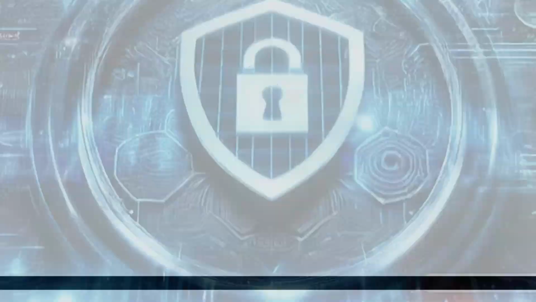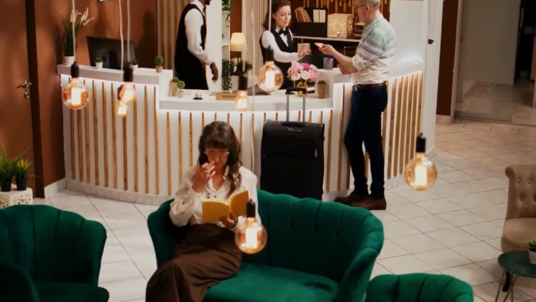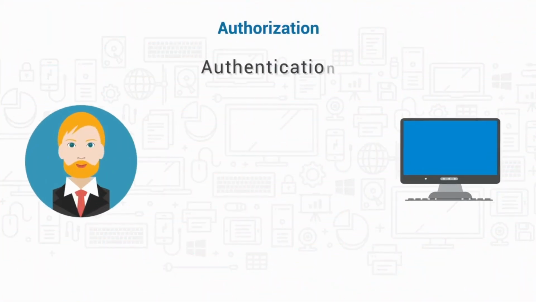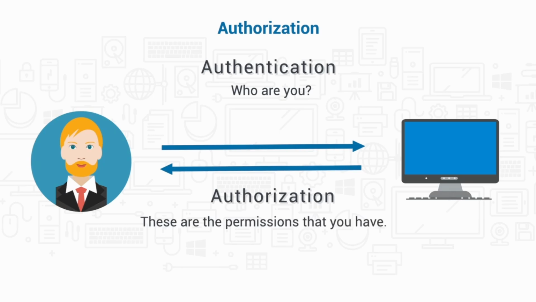In this video, I'll go over authorization. Although you'll probably hear the terms authorization and authentication used interchangeably, they're actually quite different. First, authentication asks the user who they are and verifies the user's identity so they can access a system. Authorization is what comes after this. It verifies the user's permissions to determine which specific resources the user is allowed to access.